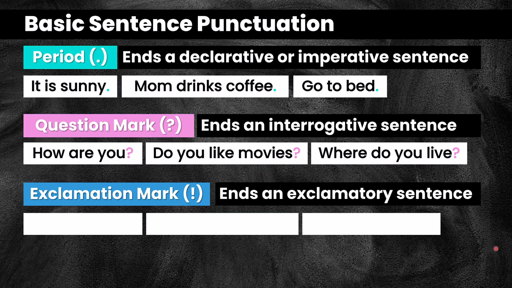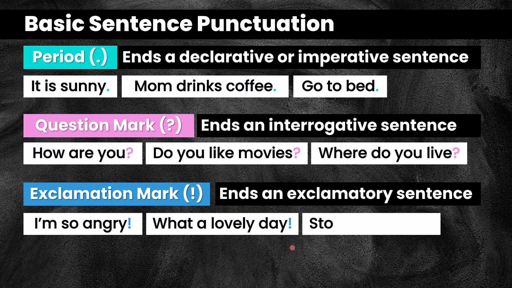And finally, we use exclamation marks to end an exclamatory sentence or an imperative sentence if we are exclaiming the command. For example, I'm so angry. What a lovely day. Stop being rude. Once again, exclamation marks are used when we want to exclaim something and express strong emotion, whether that's excitement, anger, disbelief. An exclamation mark is also known as an exclamation point.